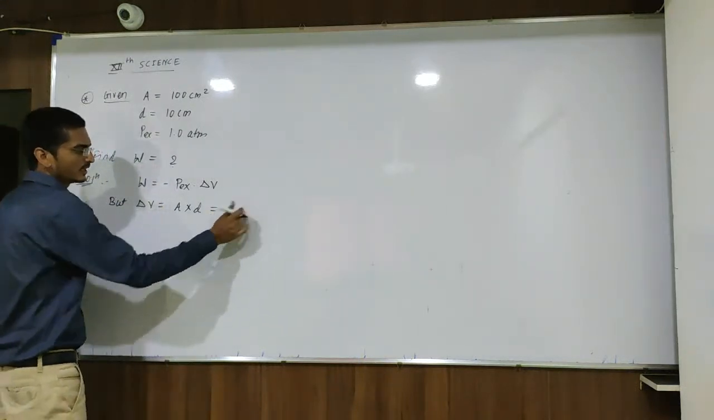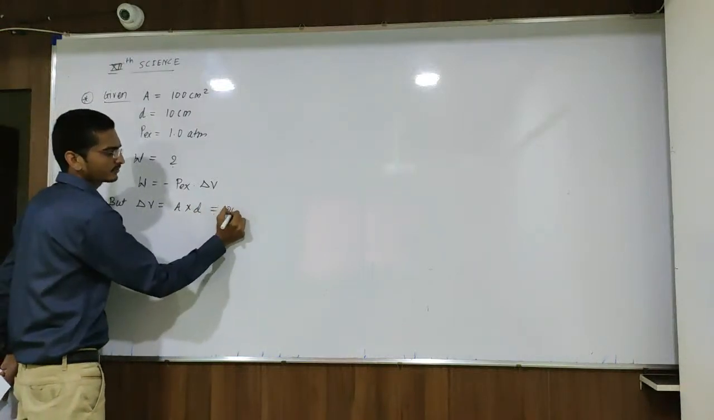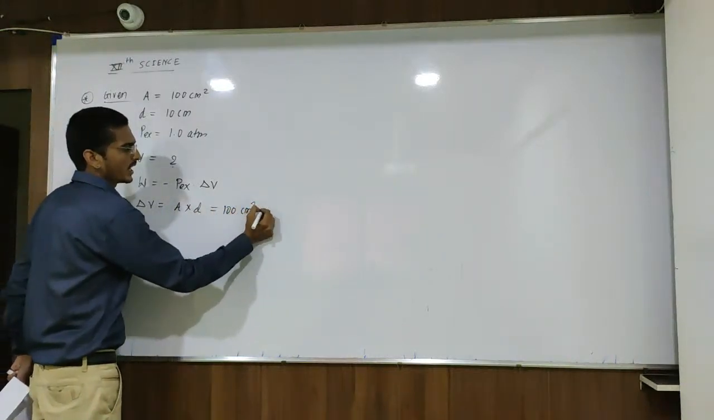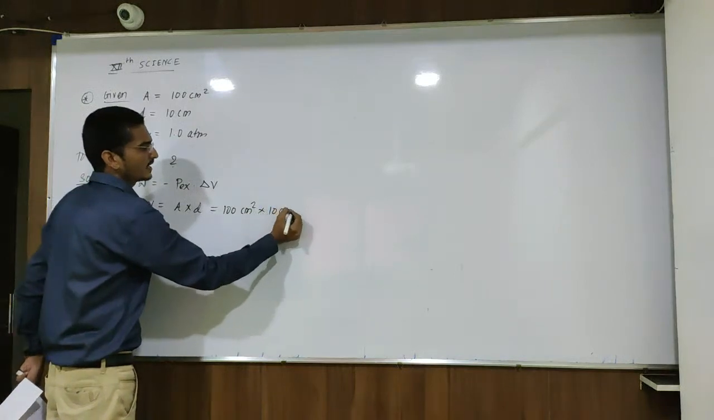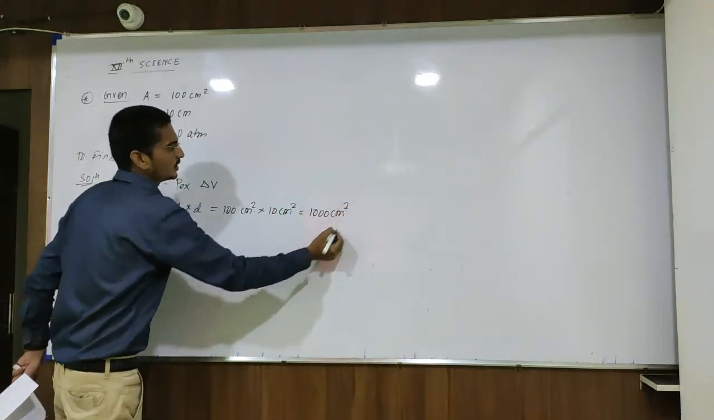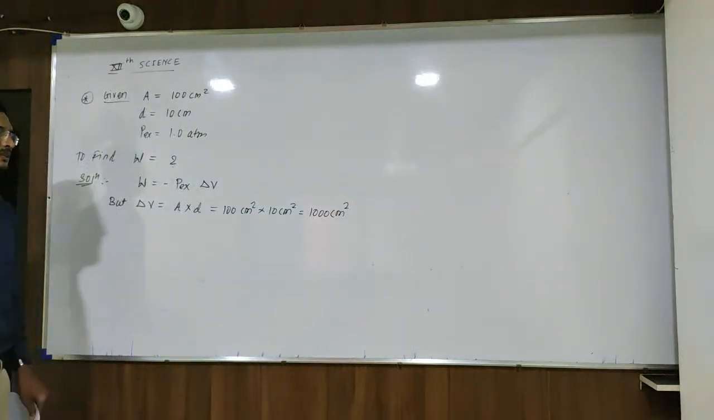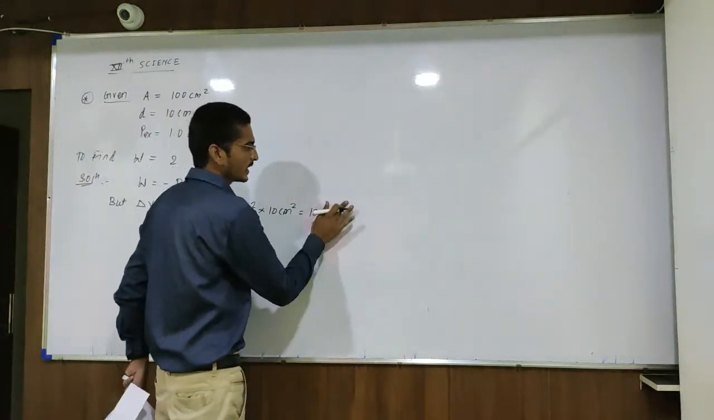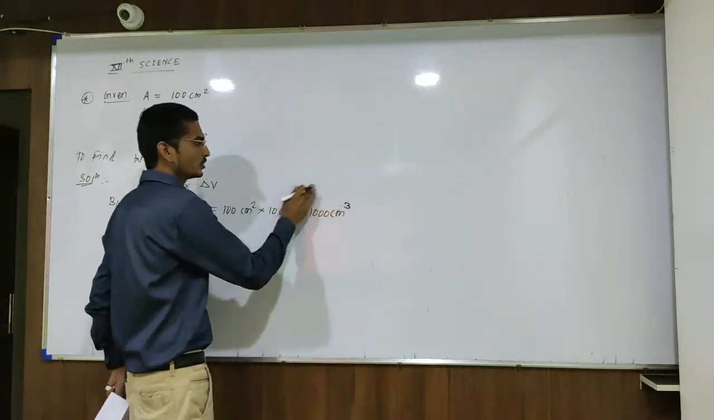But you know here, what is the area here? 100 centimeter square, and what is the displacement here? 10 centimeter. So you get the value equal to 1000 centimeter cube. What volume did we get? 1000 centimeter cube.